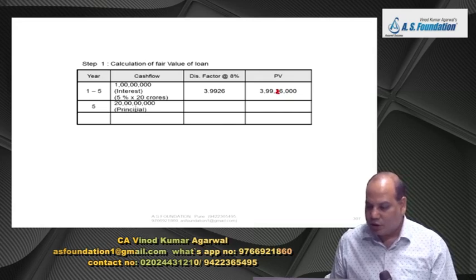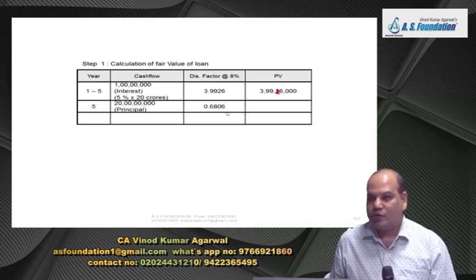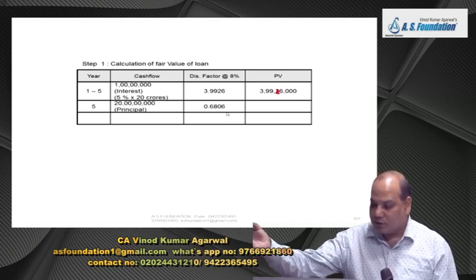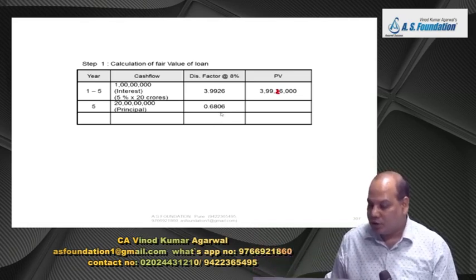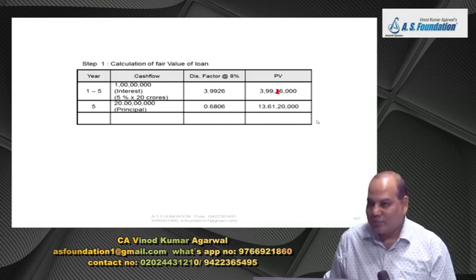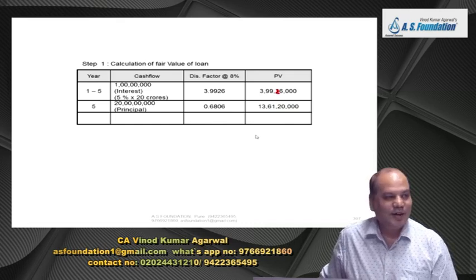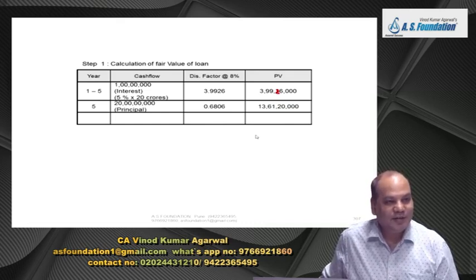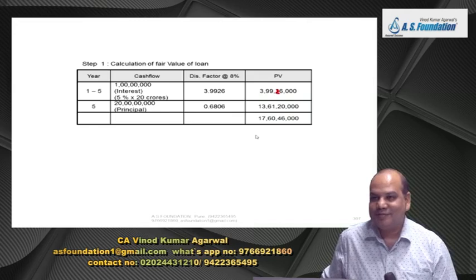And in the fifth year, 20 crore principal, the factor will be 0.6806. Is it right? Hello, first bench. 8% 5-year factor. Why are you getting annoyed? It is right. It's a time tested answer. Is it right? Take the total.